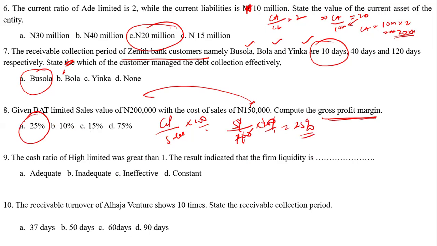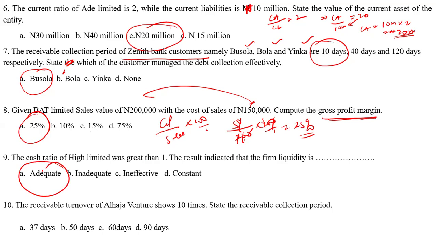Now the cash ratio of I Limited was greater than 1. The result indicates the firm's liquidity is what? Once you have anything in terms of current ratio, cash ratio greater than 1, it means the organization is having adequate liquidity. That is cash is more than its liability. Its cash is more than its liability.